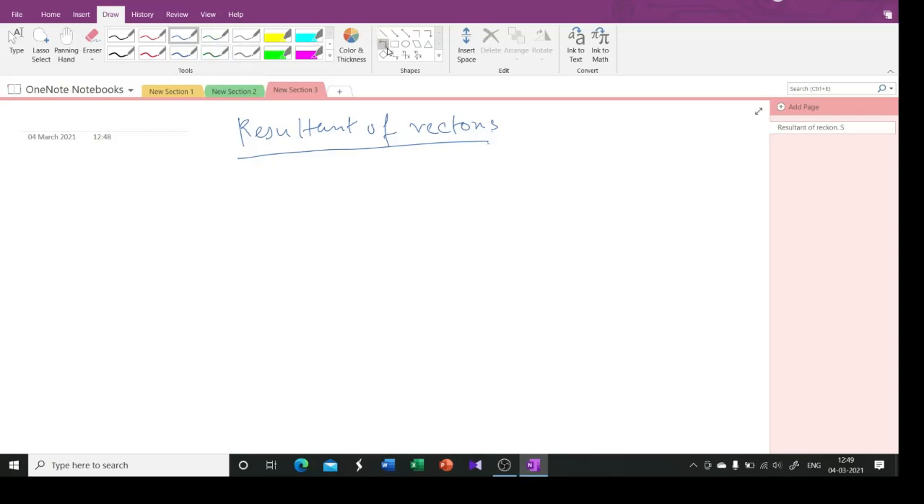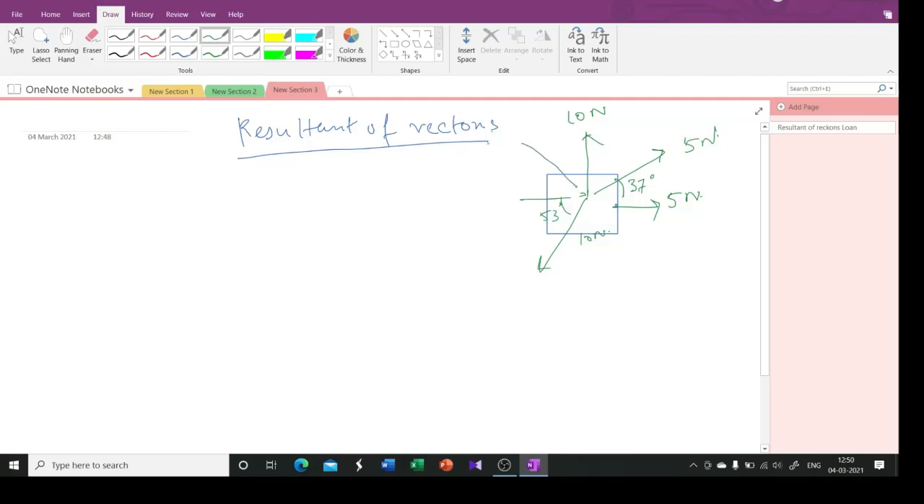Like, let's suppose we have this block, okay, and suppose there is one force here, let's say 5 Newton, one force here, let's say 10 Newton, one force obliquely at some angle, say 37 degrees, some 5 Newton, then again somewhere here at an angle of 53 degrees, 10 Newton, somewhere around here at 45 degrees, 10 root 2 Newton.